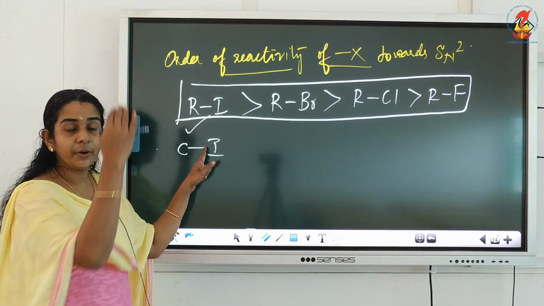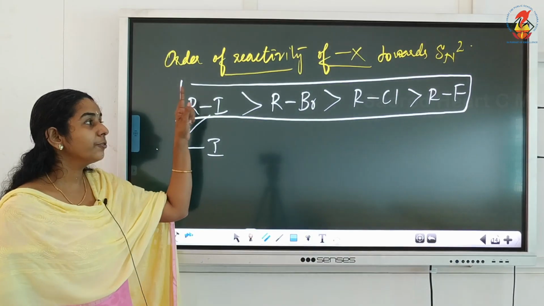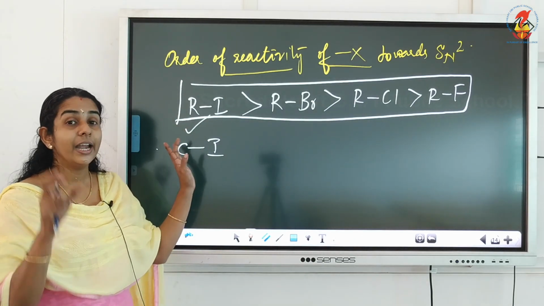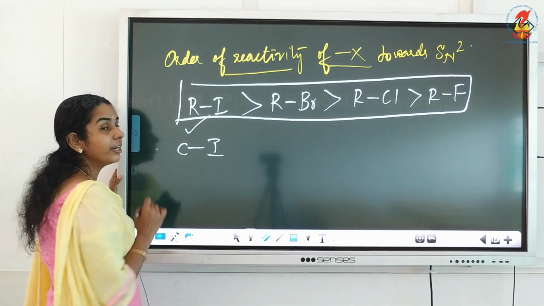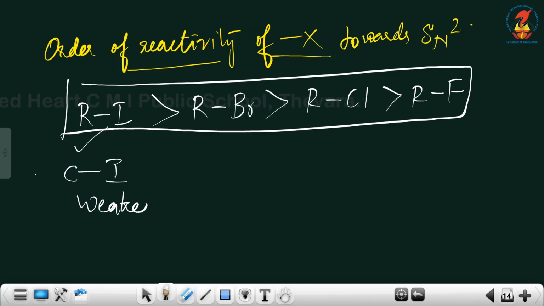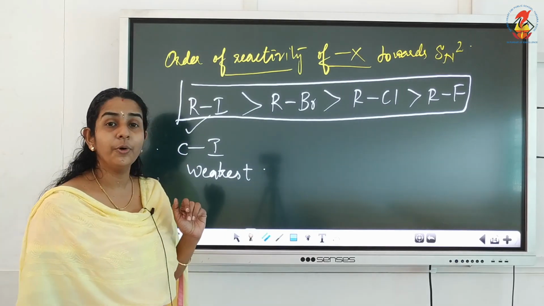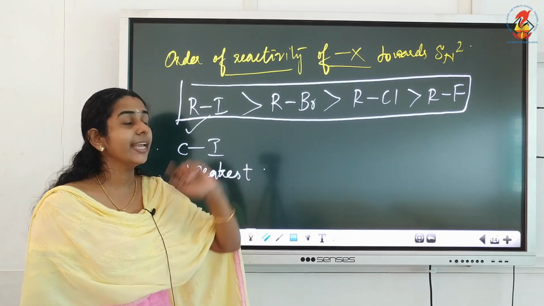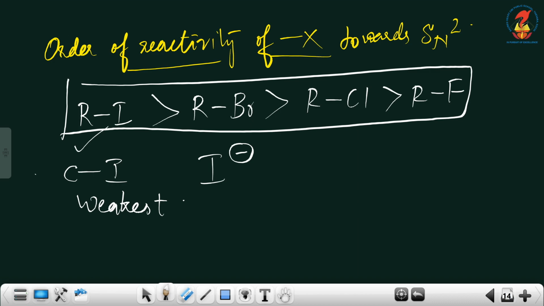Now we know that down the group, among halogens, atomic size is increasing. So among fluorine, chlorine, bromine and iodine, iodine has the largest atomic size. Larger the size, weaker the bond strength. So carbon-iodine bond is the weakest bond. So, due to larger size of iodine, the C-I bond is weaker than C-Br, C-Cl and C-F.